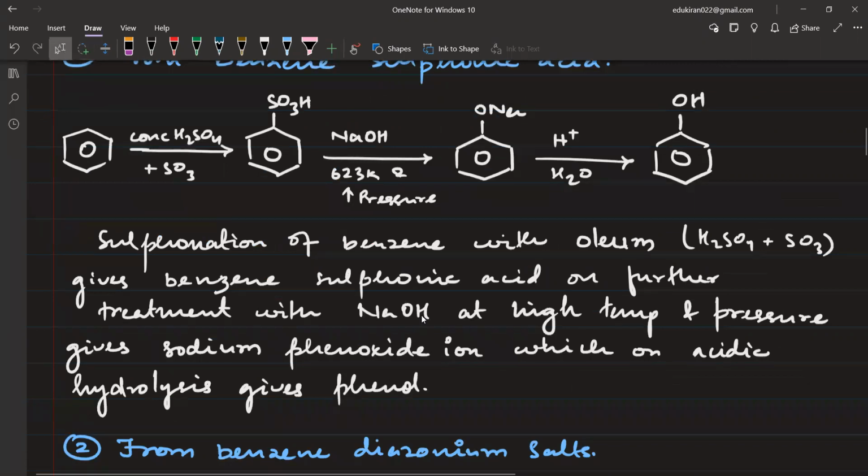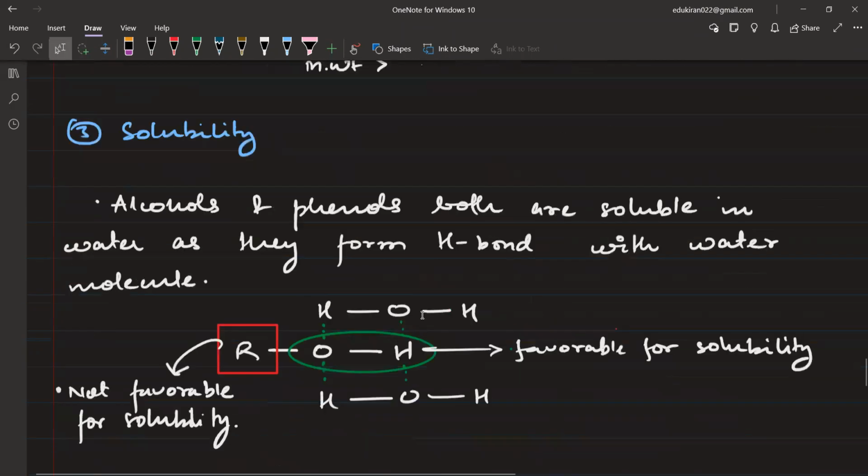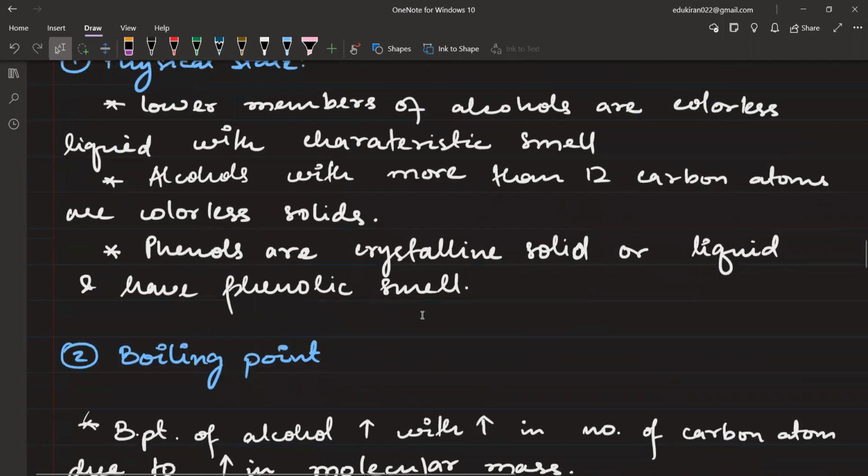Okay, you practice this. You write this: benzene reacting with oleum, that is H2SO4 and SO3. It will form benzene sulfonic acid. Further treatment with NaOH at high temperature and pressure, it is going to give me sodium phenoxide, and on further hydrolysis, it is going to give me phenol. So while you are writing the structures, you have to read this whole statement. Okay, you have to read those whole statements. So please practice all of these reactions.